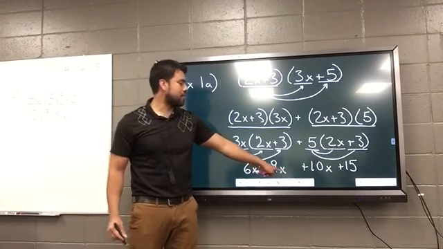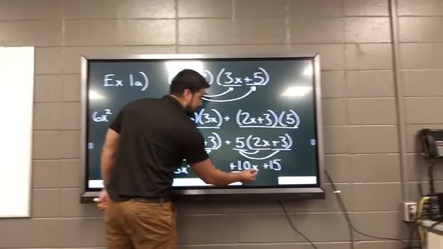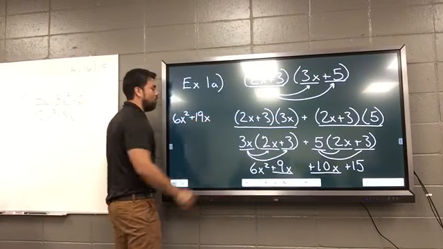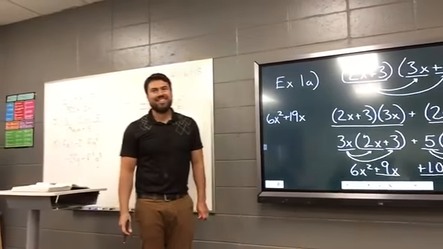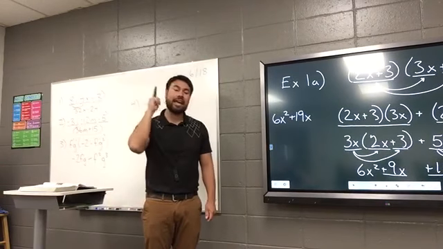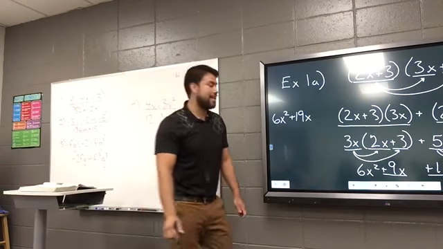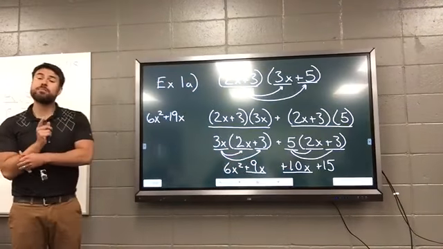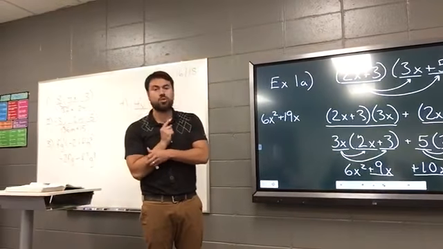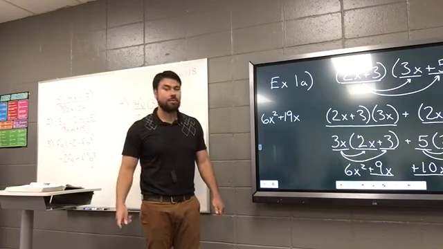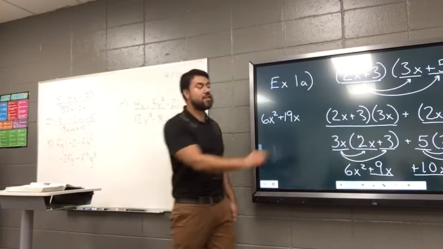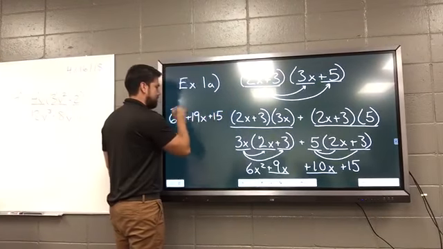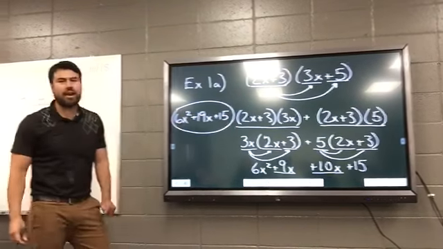Does 9x have a like term? Yes. The 9x combines with the 10x to make 19x. Positive 19x, because we're just adding these two together. If we were multiplying them, we'd get 90x squared. That's not what we get. But we're just adding them. Good. And then does 15 have a like term? This is my answer. It's a trinomial.